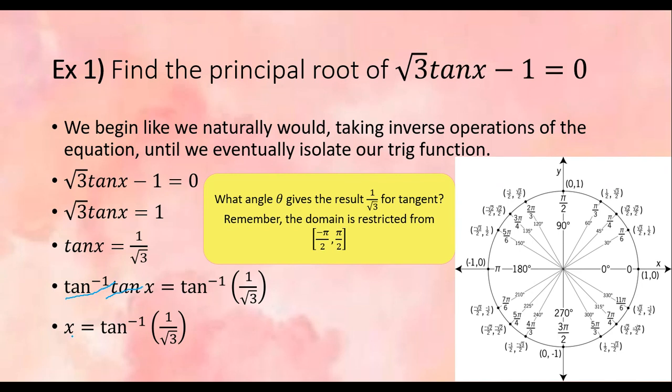Because remember, x is a very specific place, and since I'm using inverse tangent, I'm looking for the angle, not the height anymore. So I want to know what angle gives me 1 over radical 3 for tangent. So this is really, really important. What angle gives 1 over radical 3 for tangent? And then also from the warm-up video, remember that for tangent, we have a restricted domain from negative pi over 2 to pi over 2.